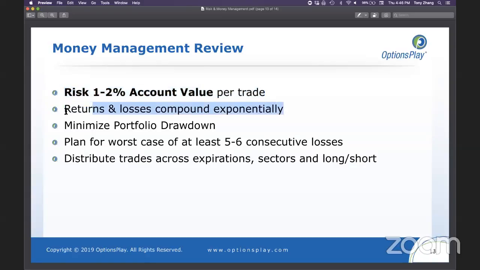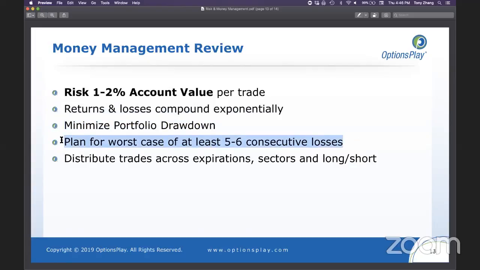And the reason for this is really because returns and losses compound exponentially. So you want to make sure that you manage your downside returns or downside losses. And the best way to do that is by minimizing the risk per trade. That minimizes your portfolio drawdown, which is really the crux of all of this, because that's the one thing that's impossible to come back from, a large portfolio drawdown.